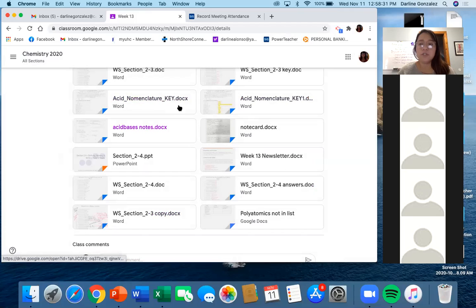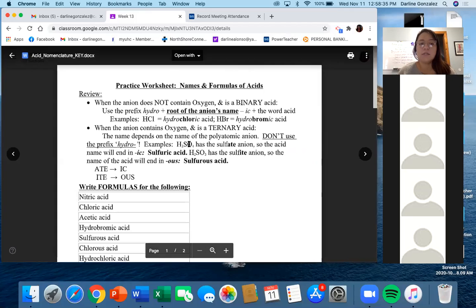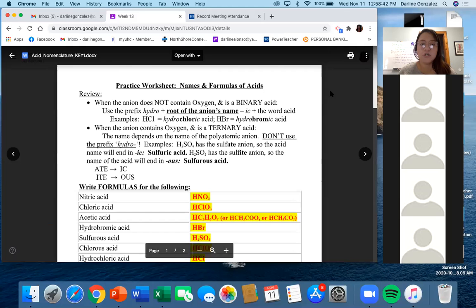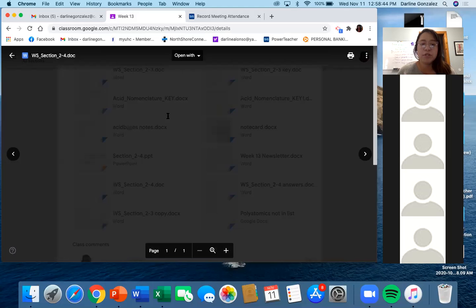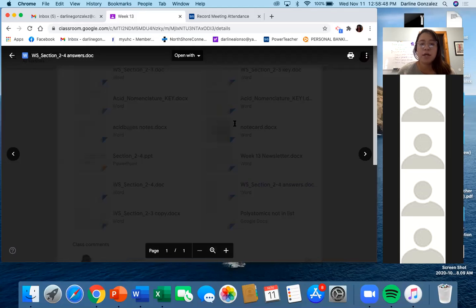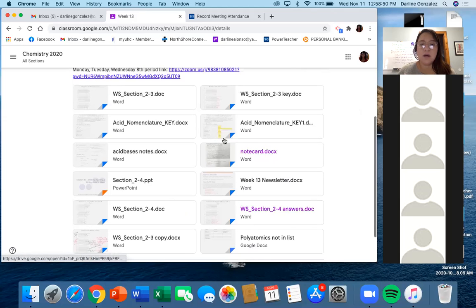These two top worksheets, I gave you two different worksheets. This one is acid base, okay? And then this is the key for that worksheet. And then I gave you another worksheet down here, which is similar to the ones we've been doing. That's that worksheet, and then I gave you the answer key to that as well.